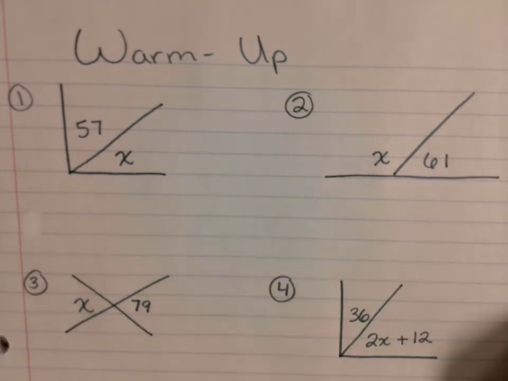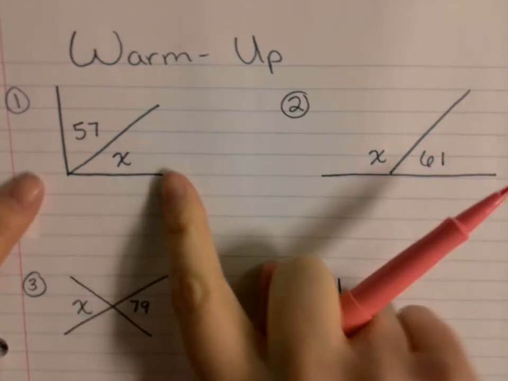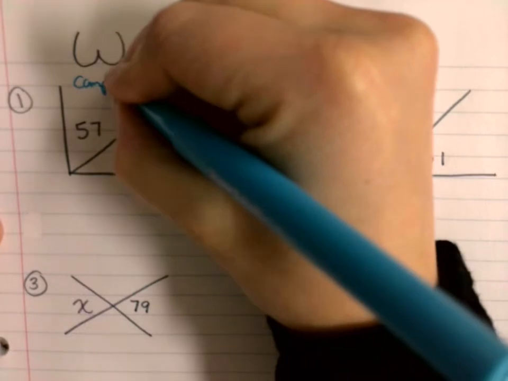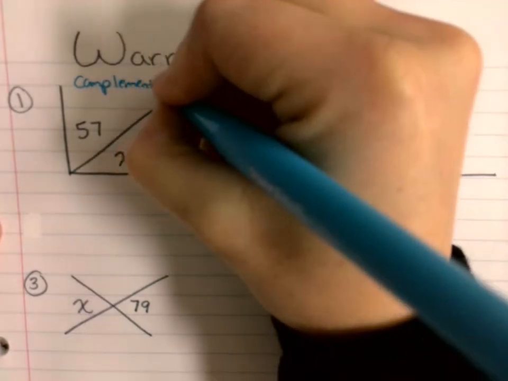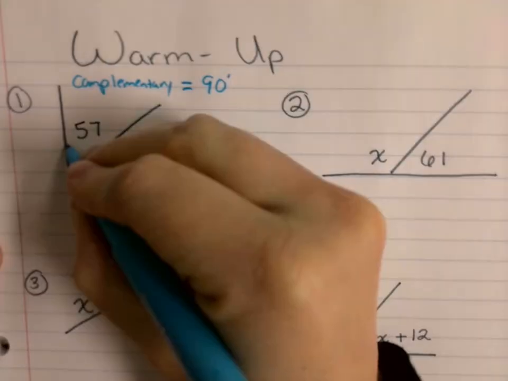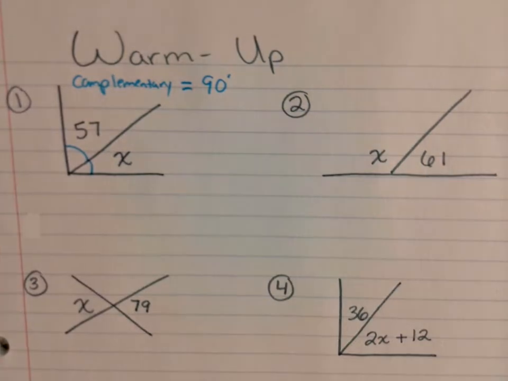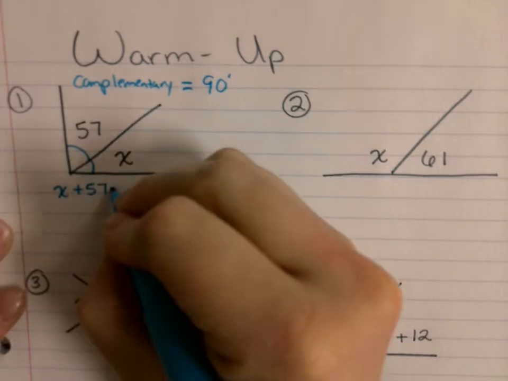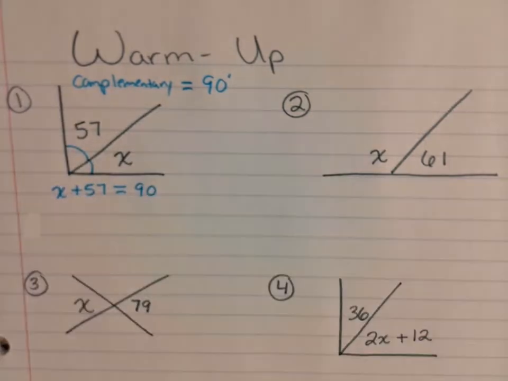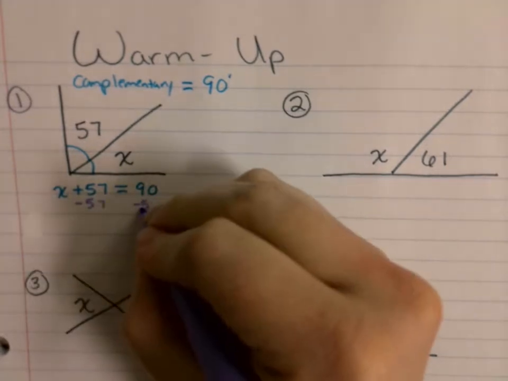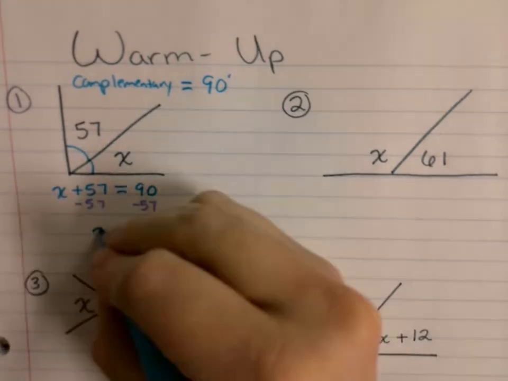So for problem number one, this is a complementary angle set. And remember, when they are complementary, it means that it's going to equal a total of 90 degrees. So when we combine 57 and x together, it should be equal to 90 degrees. So if I create the equation x plus 57, that's going to be equal to 90. To solve, all I would have to do is the reverse operation. So instead of adding 57, I'm going to subtract 57 from both sides, and I'll get that the measurement of angle x is going to be 33 degrees.